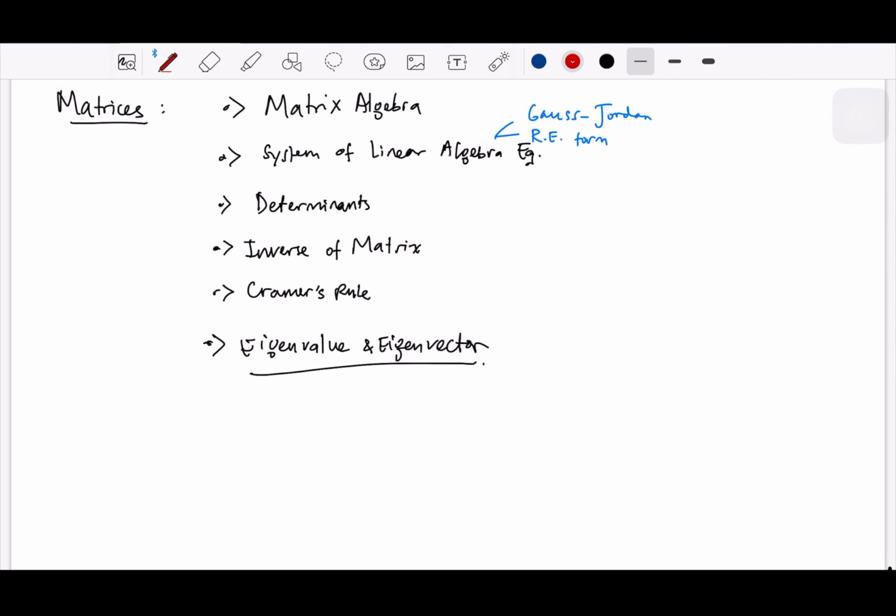Okay, so for today's class, I think I can start with the new chapter, matrix. We finished all the differential equation, Laplace with Laplace, right? But that will be the differential equation part. And now we're going to have the matrix.